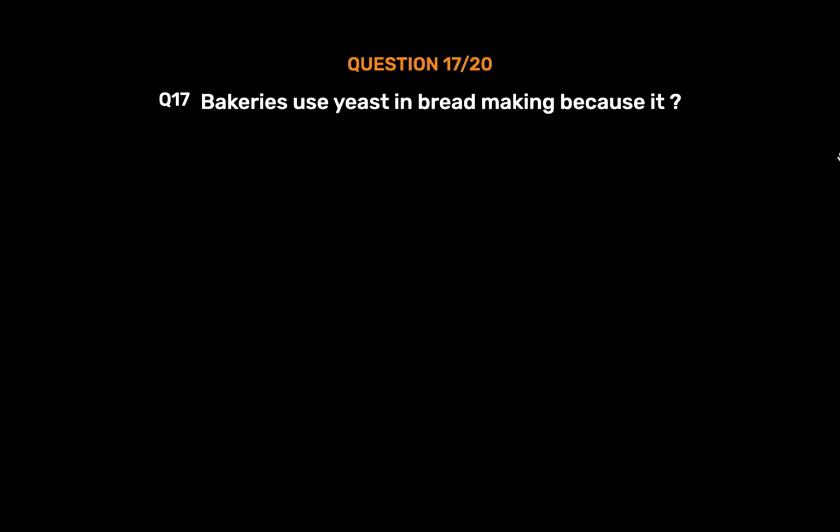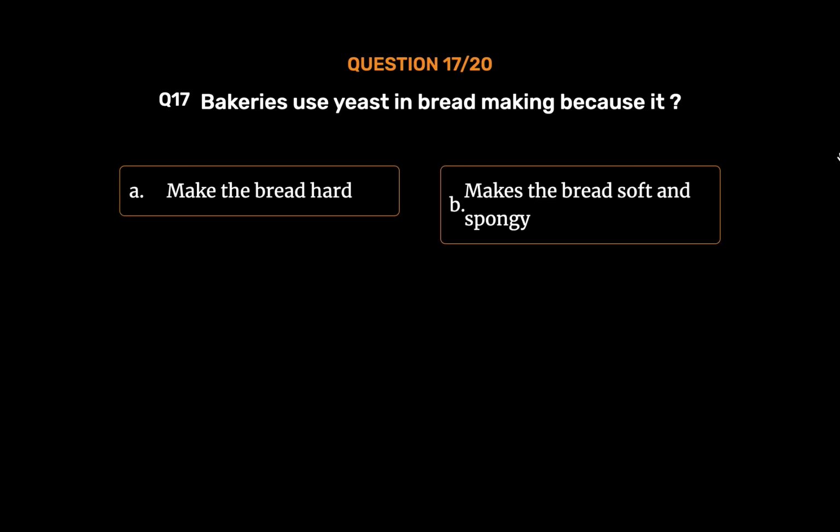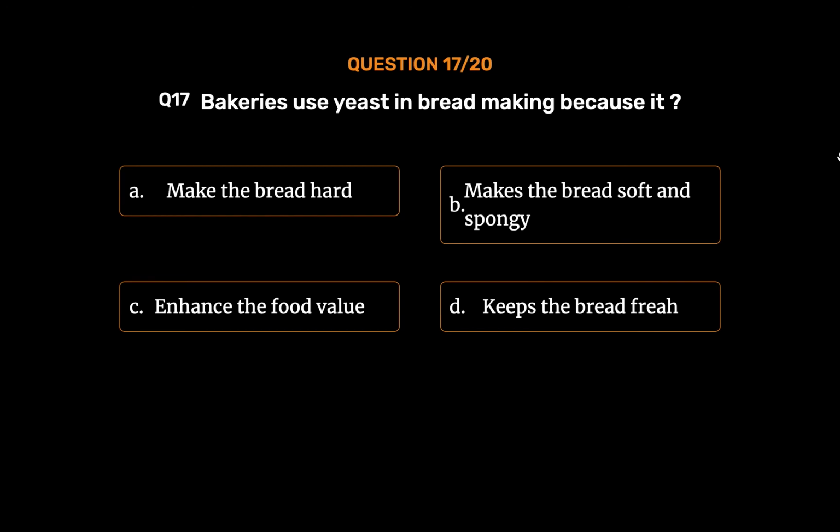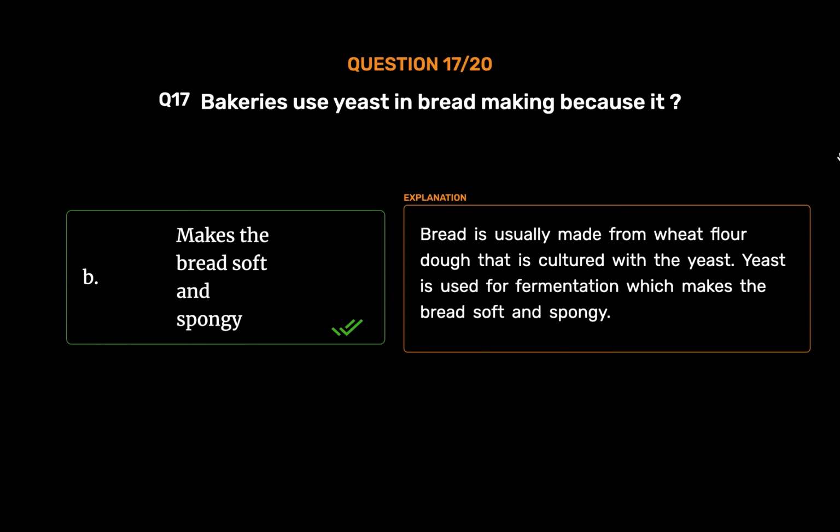Question number 17. Bakeries use yeast in bread making because it: option A, makes the bread hard. Option B, makes the bread soft and spongy. Option C, enhances the food value. Option D, keeps the bread fresh. The correct answer is option B. Makes the bread soft and spongy. Bread is usually made from wheat flour dough that is cultured with yeast. Yeast is used for fermentation, which makes the bread soft and spongy.